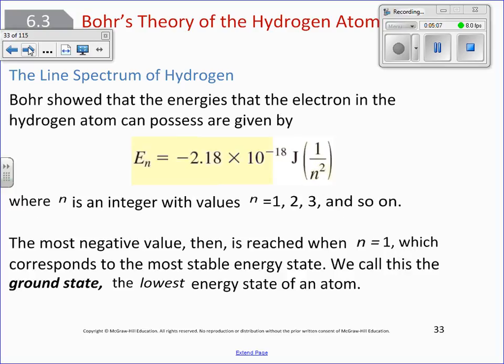So the energies that the electron in a hydrogen atom can possess are given by the energy is equal to minus 2.18 times 10 to the minus 18 joules times 1 over n squared, where n is a positive integer: 1, 2, and 3. So the most negative value is when n is 1, because 1 over 1 will give you the largest number. That corresponds to the most stable energy state. We call that the ground state, the lowest energy state of an atom.